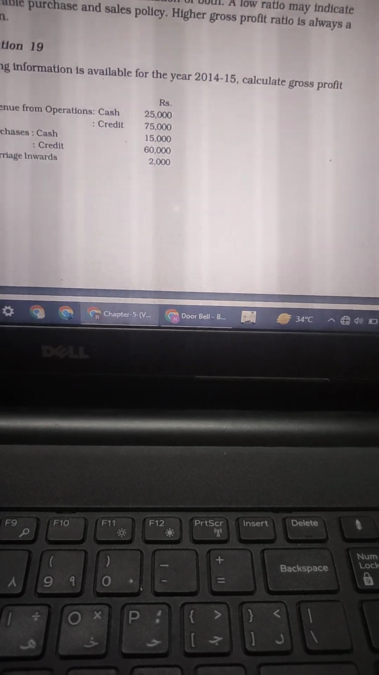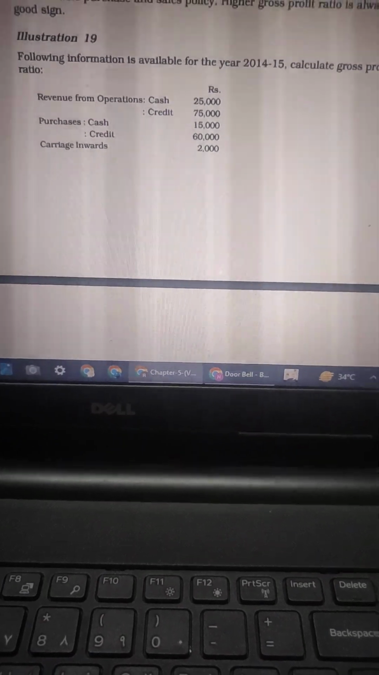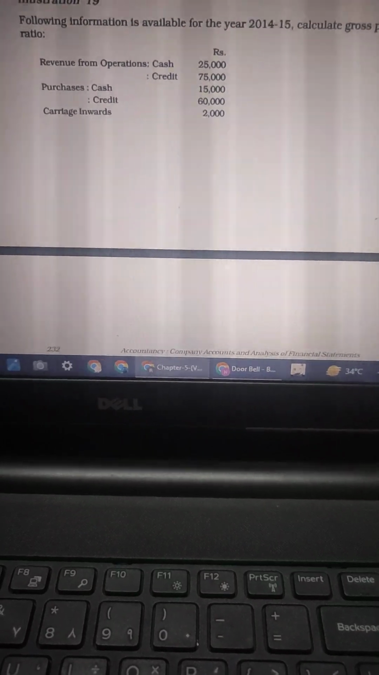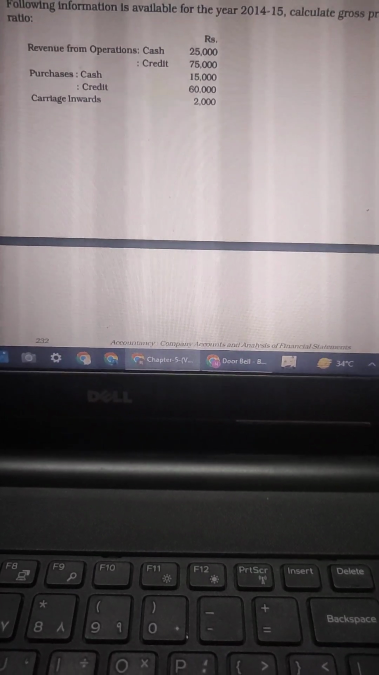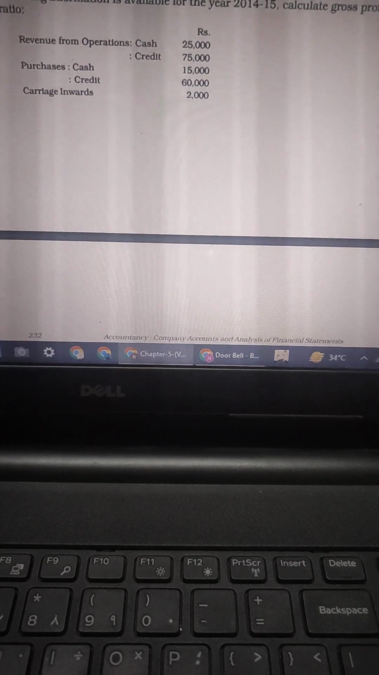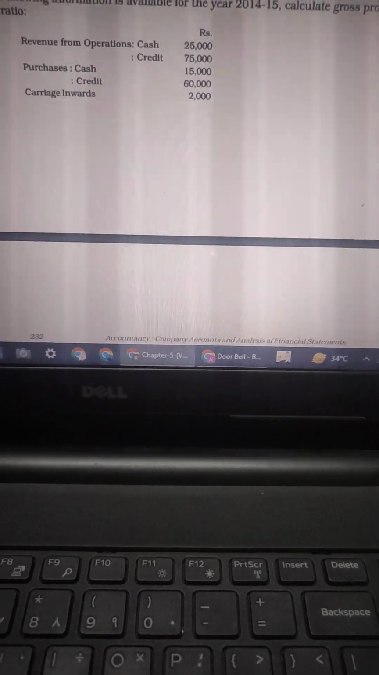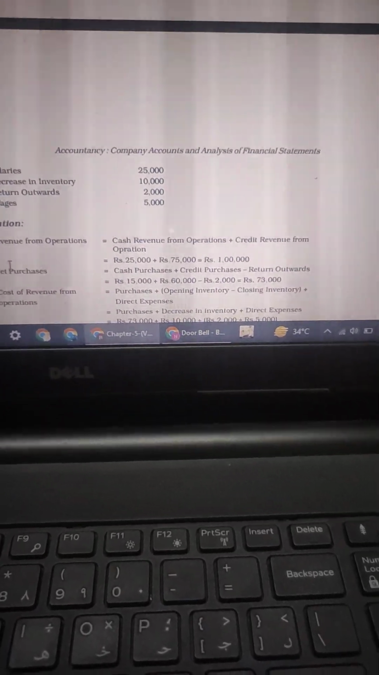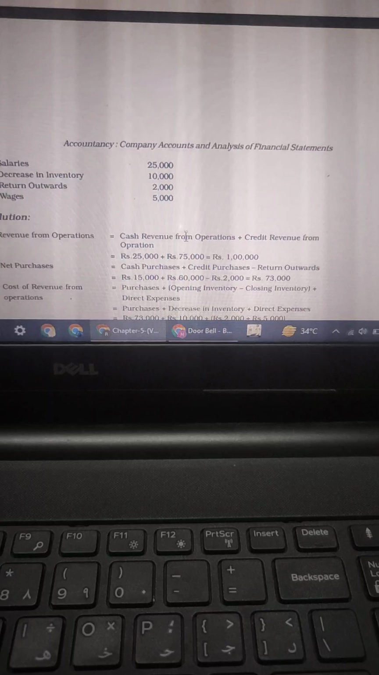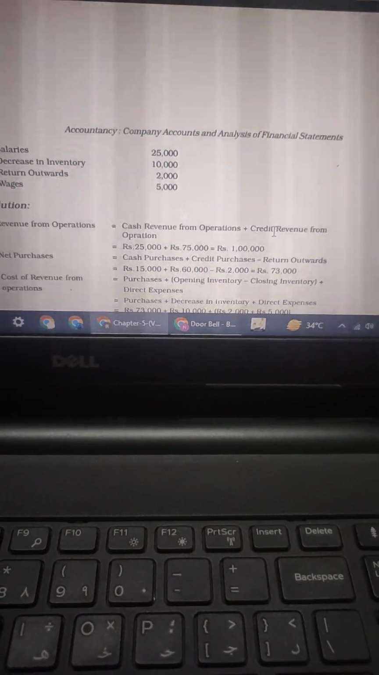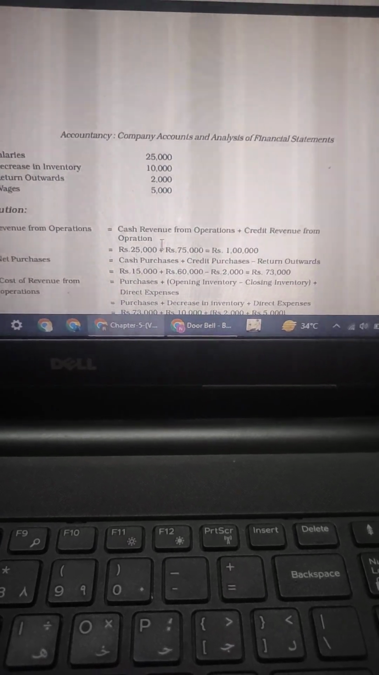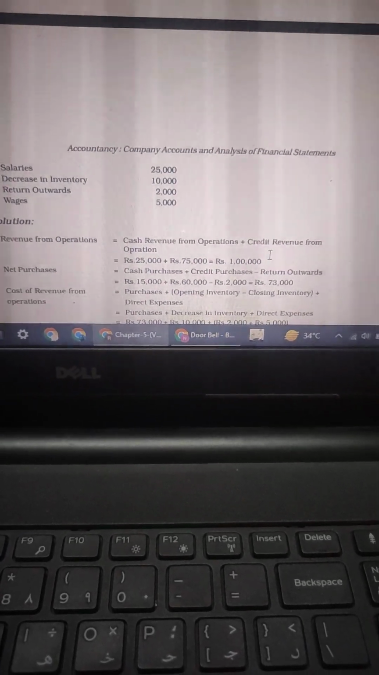So we can move on to one problem. Here we have to find the gross profit ratio. Some information is given. The revenue from operations, here it is given as cash and credit. So the net revenue from operations we get by adding the cash and credit. So net revenue from operations is equal to cash revenue from operations plus credit revenue from operations, that is 25,000 plus 75,000 gives 1 lakh.